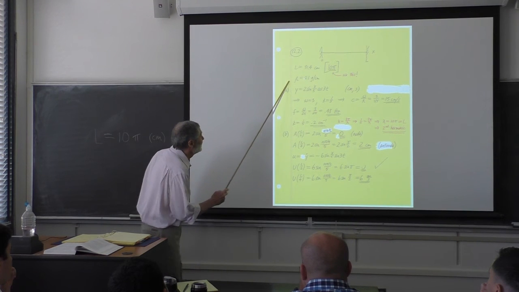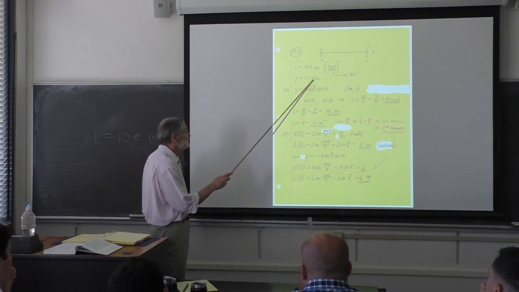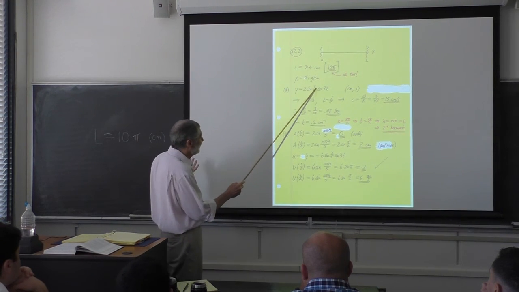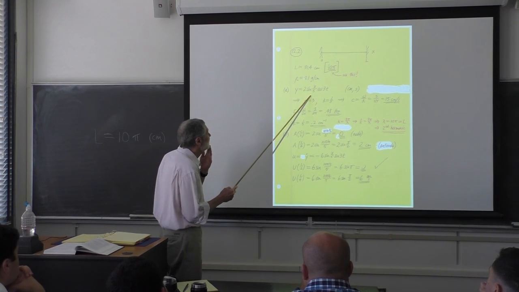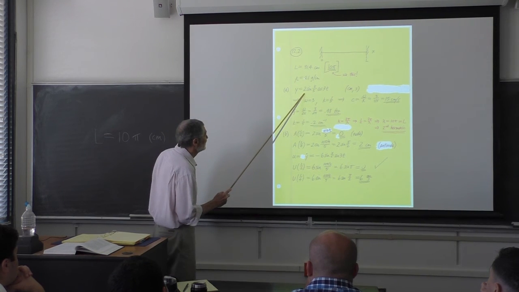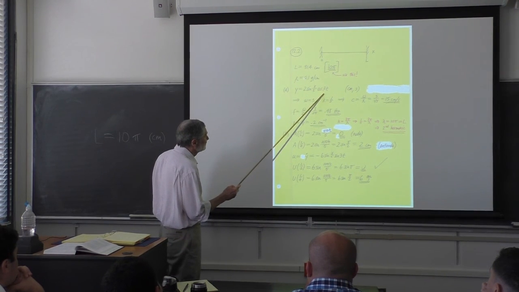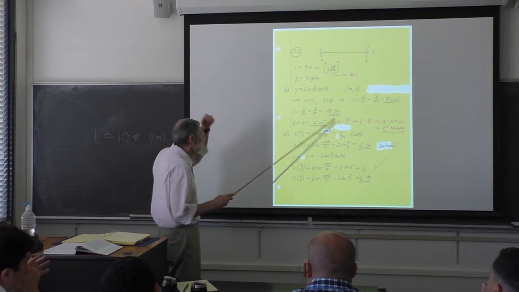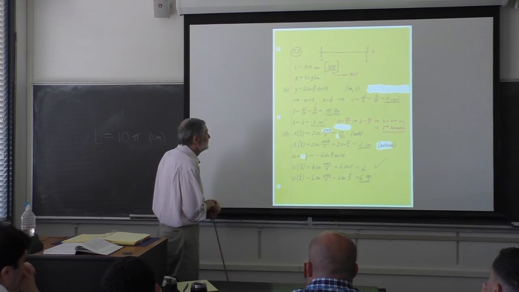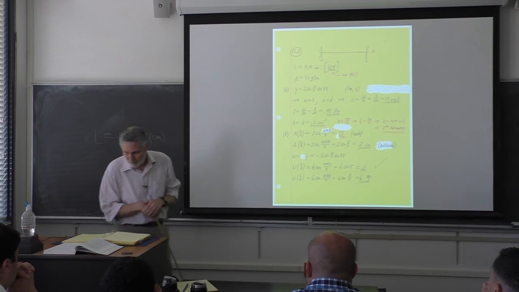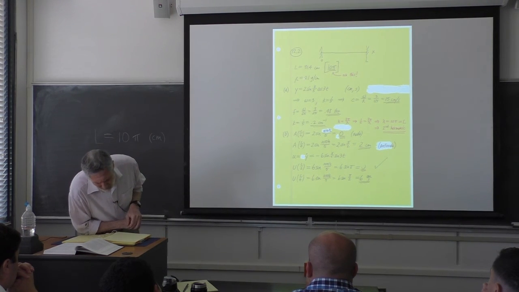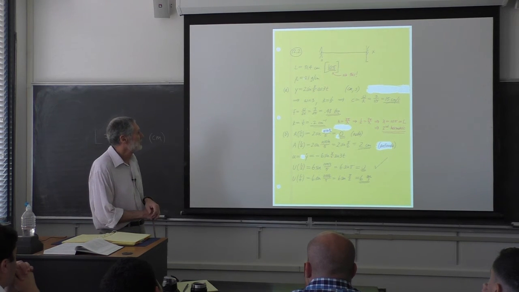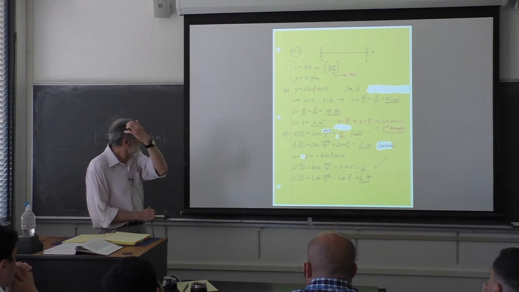We're given the density. Again, this is CGS units, right? The linear density. And here's the wave that we're given, where everything's in CGS units. So x is in centimeters, t is in seconds, and the amplitude is in centimeters. So how do we proceed here? That's all we're given.